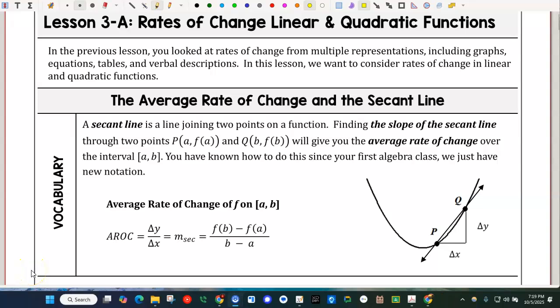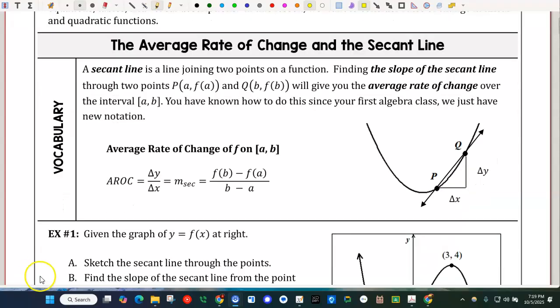Lesson 3A is rate of change of linear and quadratic functions. So we have been doing quite a bit of rate of change, aka the slope, right? And we're going to continue looking at higher degrees of polynomials, starting with the quadratics. First we'll look at a little bit of review and then see what happens when we start looking at a little bit more advanced polynomials as well. But you'll notice that the mechanics and the math that we're using are not going to change so much.